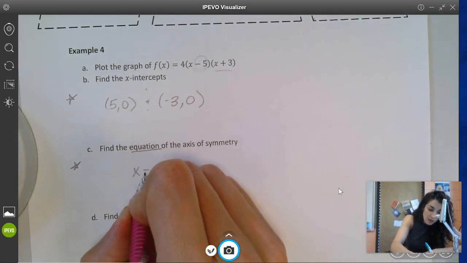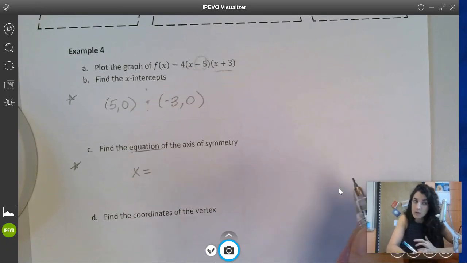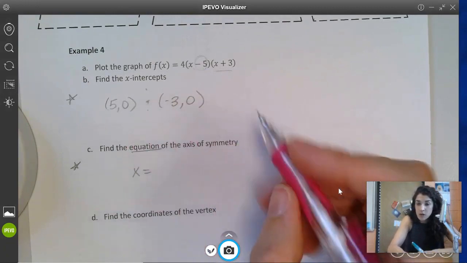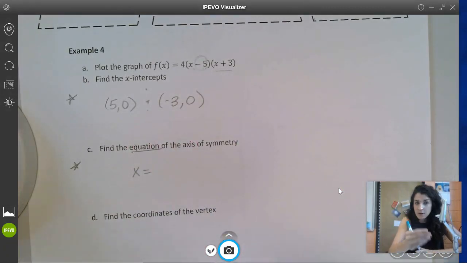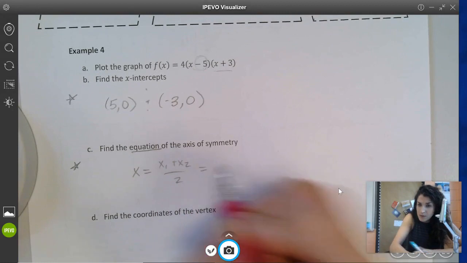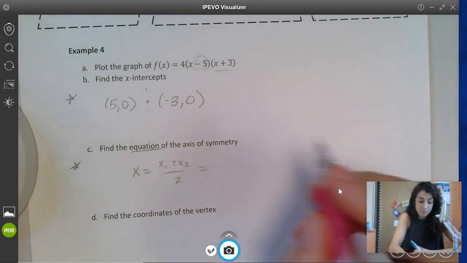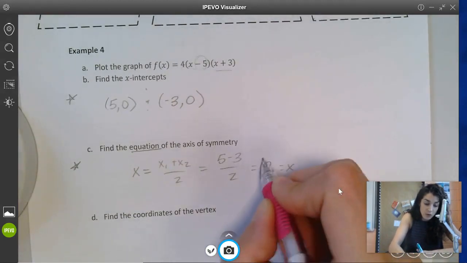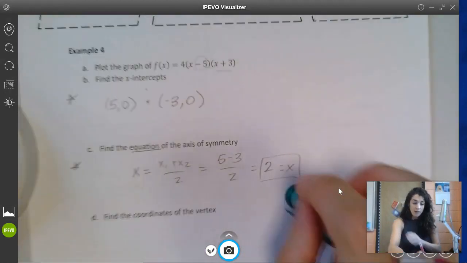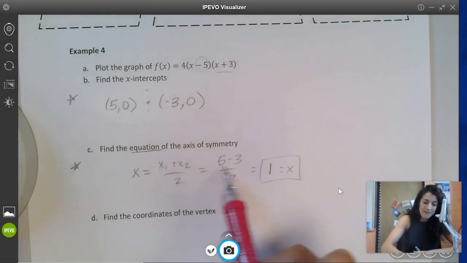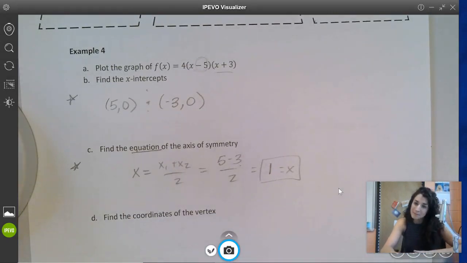So remember that the equation means it needs to be x equals, right? You can't just give me the number. So it needs to be x equals, and then it's just the average between those two values. Since they have the same y value, they're the x-intercepts, y value is 0, we just average those two x values. So this is your x1 plus x2 divided by 2 that we talked about, which is just a formula for finding the average. 5 minus 3 over 2, which is 2. So x equals 2 is the equation of your axis of symmetry. No, that's totally wrong. x equals 1. Sorry. There we go. Yeah, 5 minus 3 is 2, then divided by 2 is 1.